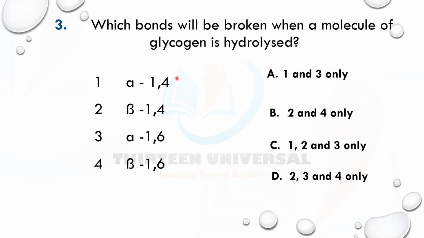Don't forget that glycogen is highly branched, so it has a lot of alpha 1,6 links. It doesn't have a lot of 1,4 because it's highly branched, but it has 1,4. They are asking us which bonds will be broken. So of course these two, 1 and 3, 1,4 and 1,6, a lot of 1,6 will be broken. So which option is the correct answer? Of course it's A. Let's go to the next one.